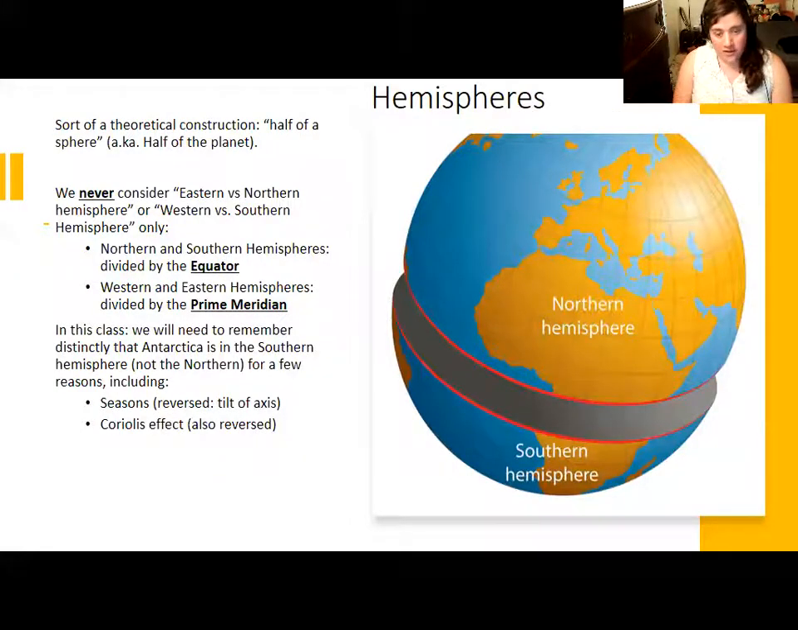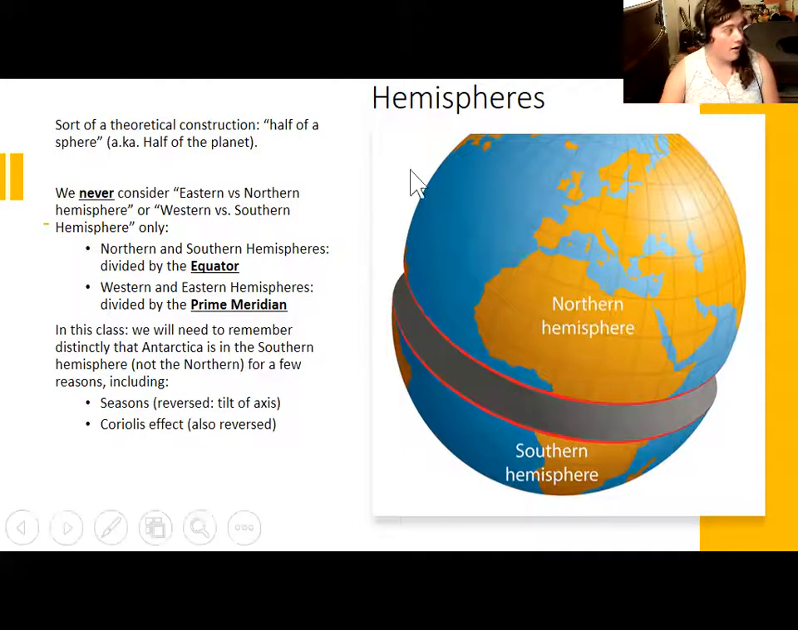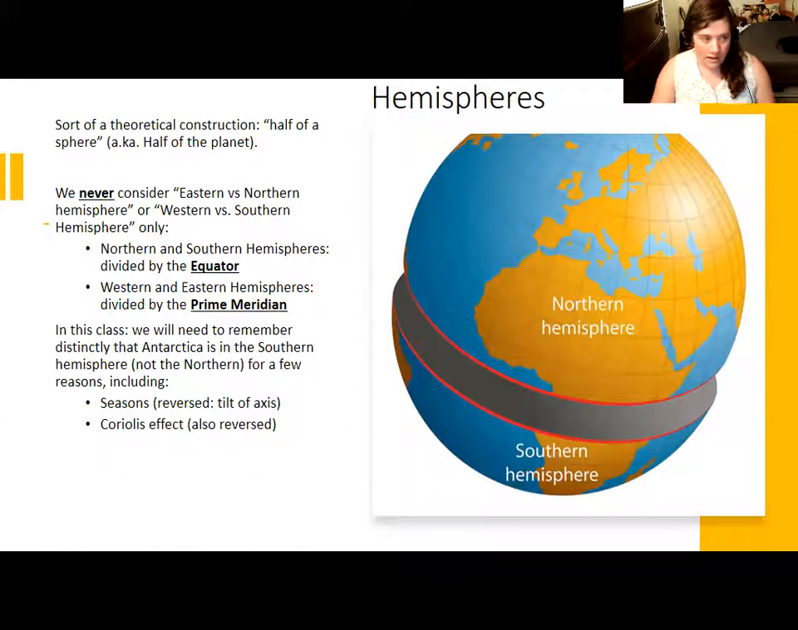Another concept I want to introduce is the concept of hemispheres. Hemispheres are a method that we humans use to somewhat arbitrarily demarcate different areas of the world. It's kind of a theoretical construction. Hemisphere means half of a sphere. If we're going to talk about the northern versus the southern hemisphere, the equator is the reference line. Everything north of it is the northern hemisphere, and everything south of it is the southern hemisphere, which includes Antarctica.